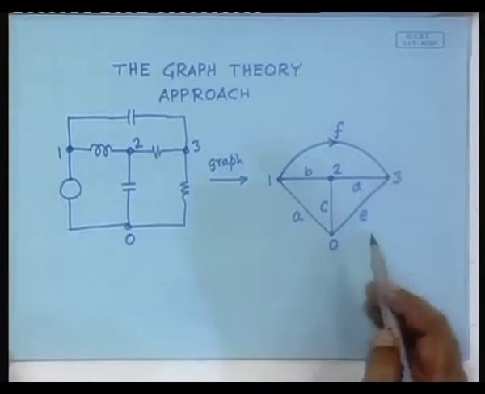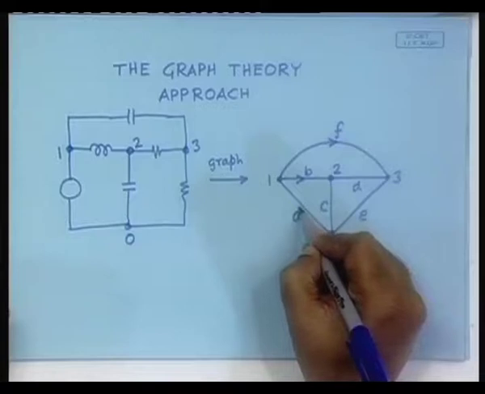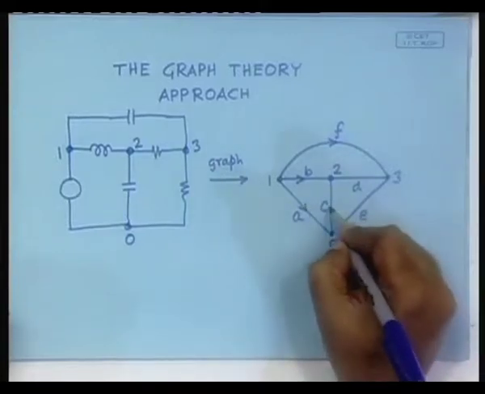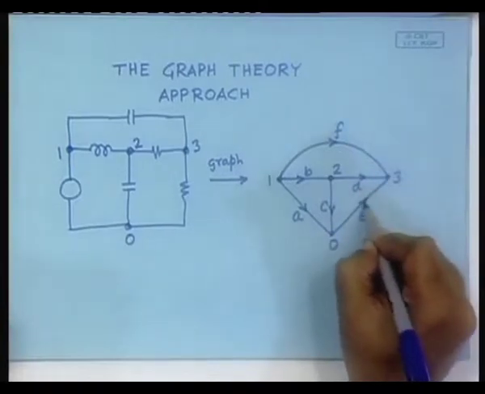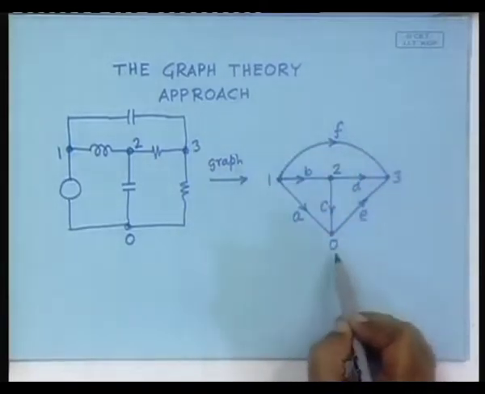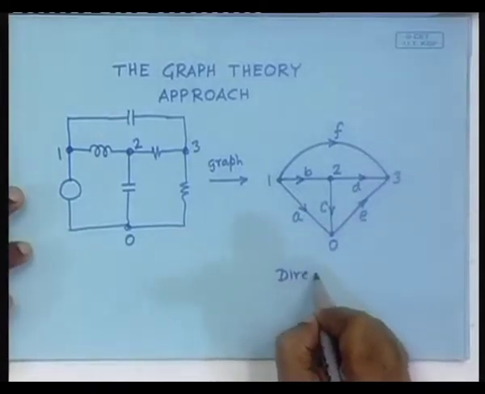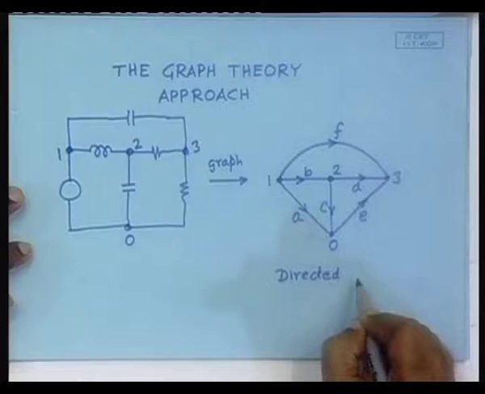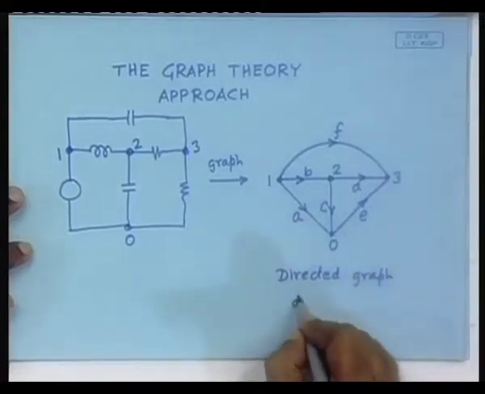So, this way we will direct all the graphs. So, suppose I direct it like this, like that, these are all arbitrary, I just gave. So, whenever I have given the directions, it is called a directed graph, or in some books you will also find digraph.